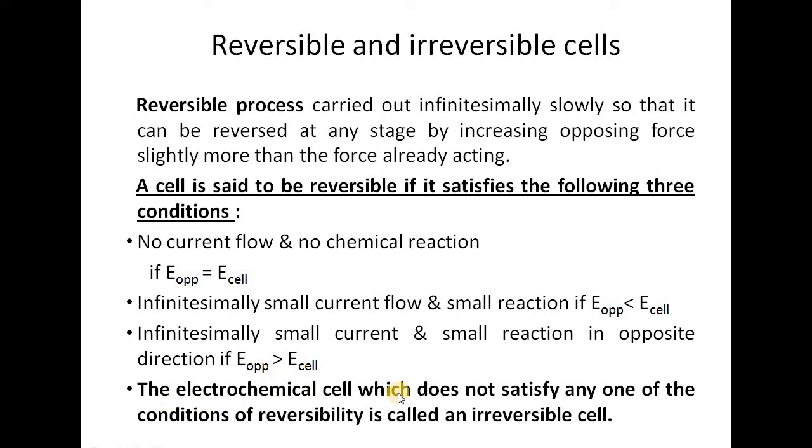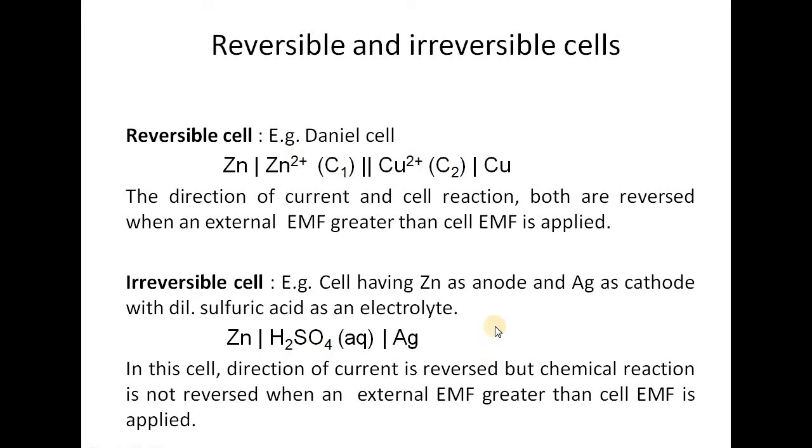Now the electrochemical cell which doesn't satisfy any one of the conditions of reversibility will be known as an irreversible cell. Now taking the example of these two types of cell. First one is the reversible cell. We are taking the example of the Daniell cell, in which we have zinc immersed in zinc sulfate solution, copper immersed in copper sulfate solution, and they are connected through the salt bridge.